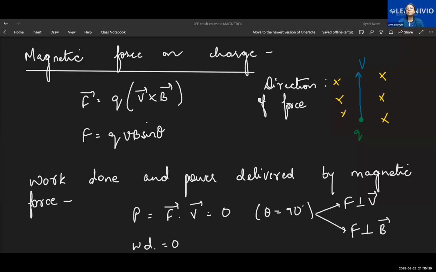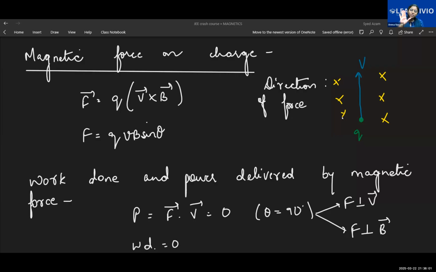Now, let me start with this magnetic force on charge. I started with it, we couldn't complete it. Force on a charge when it is moving in a magnetic field, we have seen that it is Q V cross B. I was discussing the direction of force. Suppose I have the charge present here. Wherever the velocity is, my fingers will be pointing in that direction, and I'll curl them in the direction of the magnetic field.